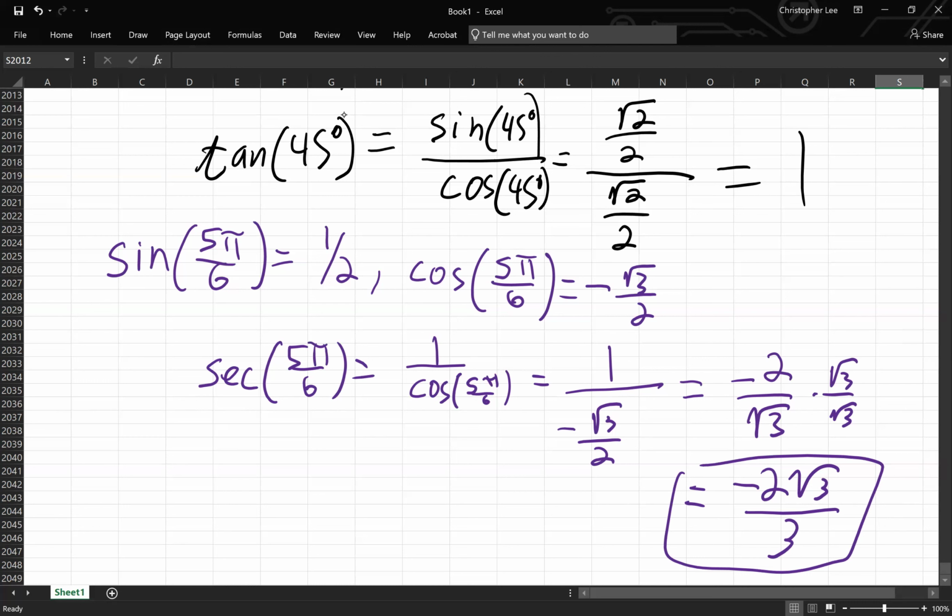Not bad, right? See, it's easier to just manipulate the fractions than it is to throw it in the calculator, because the calculator will give you some long decimal thing. Maybe it's right, maybe it's not right. Who knows?